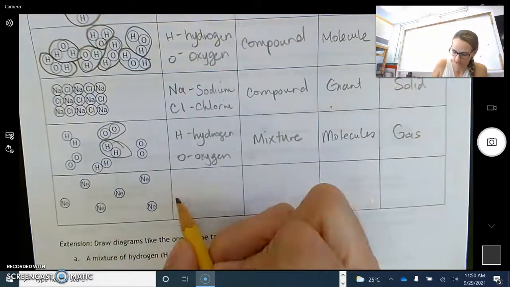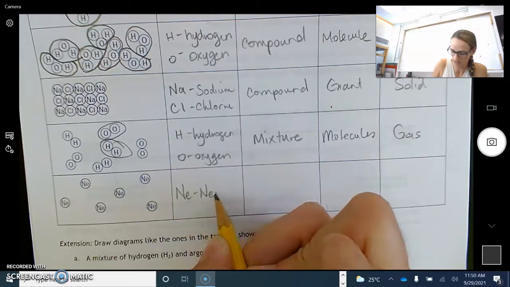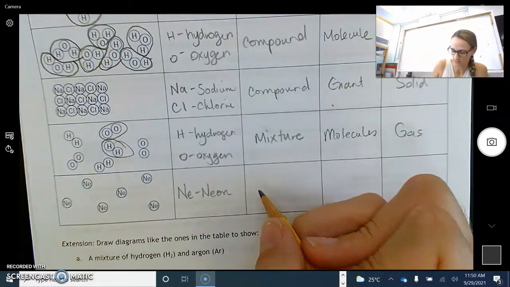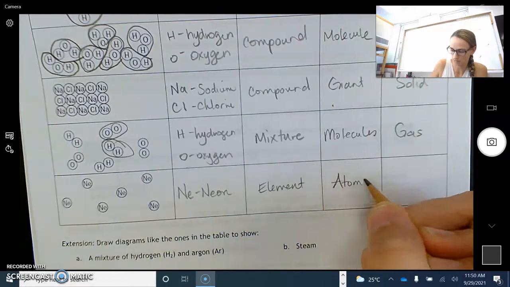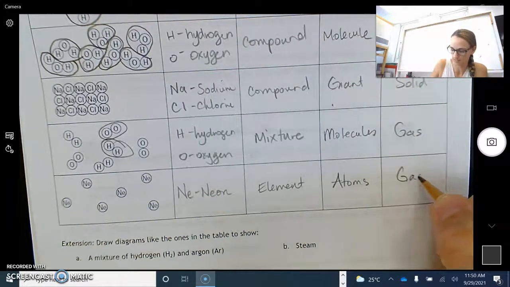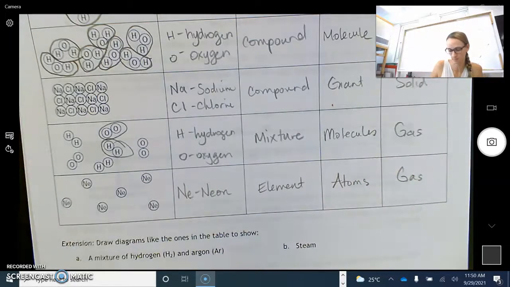Last but not least, we have capital N, lowercase e, that is neon, the noble gas. It's an element, they're all the same, they're individual atoms, and these ones are a gas. And there you have it, that's page 7.